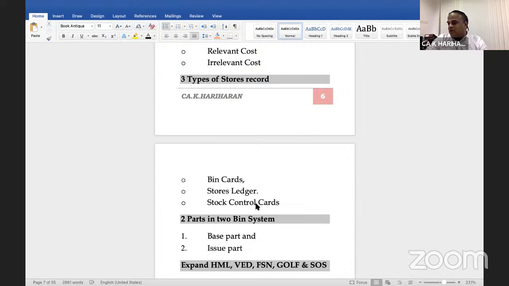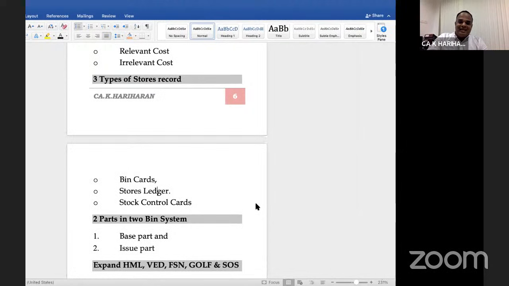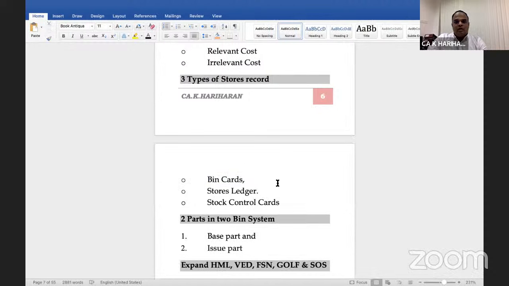What are all the types there? Bin card, stores ledger, and stock control card. These are the three different types of stores record. What are the bin card, stores ledger, and stock control card?